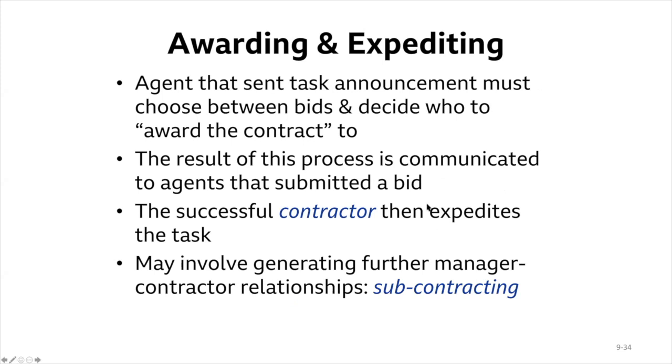The next stage is awarding and expediting. So the manager, the agent that originated this task, receives a number of bids from different bidders, and it needs to decide who to allocate the task to, who to award the contract to. And it informs the successful bidder by awarding the contract to that bidder, who then expedites this particular task. And that may involve generating further manager-contractor relationships. So one agent which has got a task then breaks it down into smaller pieces and subcontracts those tasks to other agents and so on.